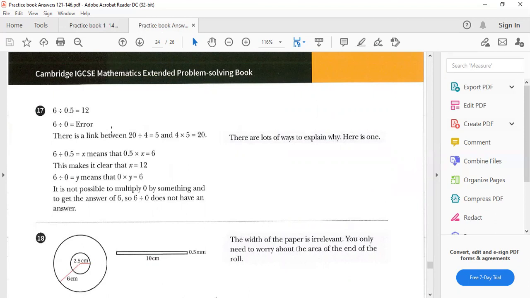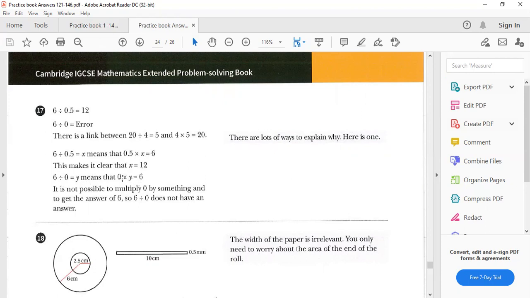There is a link between division and multiplication: 20 divided by 4 is 5, and 5 multiplied by 4 equals 20. The opposite of divide is multiply, and the opposite of multiply is divide. Same here: 6 divided by 0.5 equals x means 0.5 multiplied by x equals 6. So it is clear that x is equal to 12. But 6 divided by 0 equals y means 0 multiplied by y equals 6.